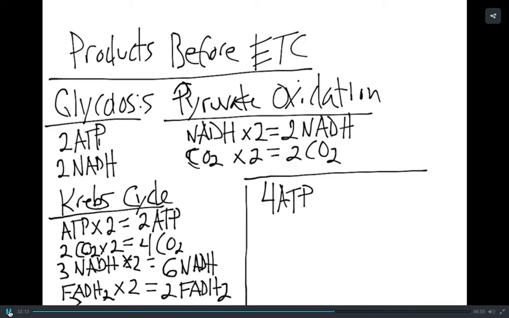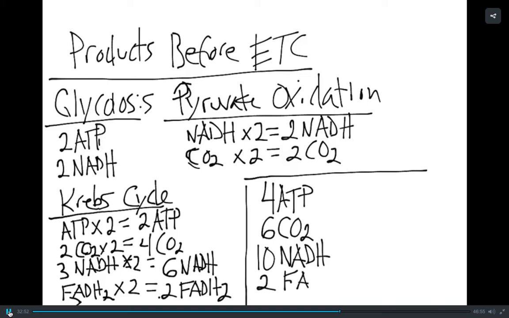We've got carbon dioxides, 2 here, 4 here, 6 CO2. What about our NADHs? We have 2 that were produced in glycolysis, 2 that were produced in pyruvate oxidation, 2, 4, and then 6 in the Krebs cycle. That gives us 10 NADHs. And then we have 2 FADHs that are produced in the Krebs cycle.